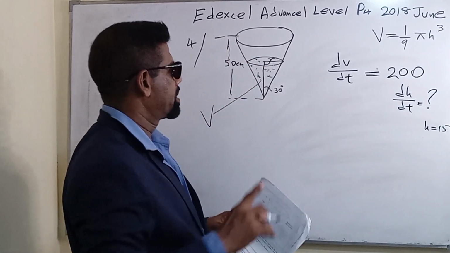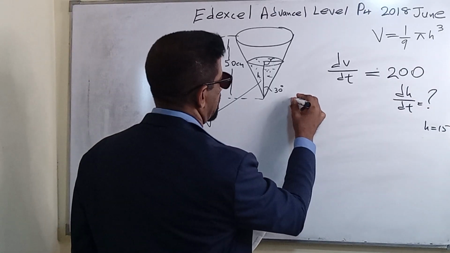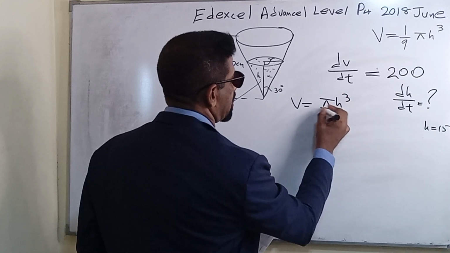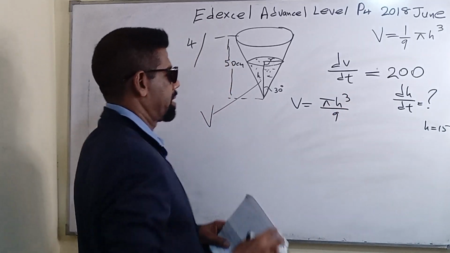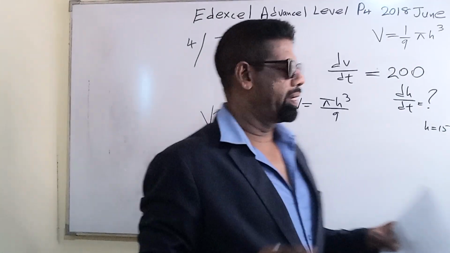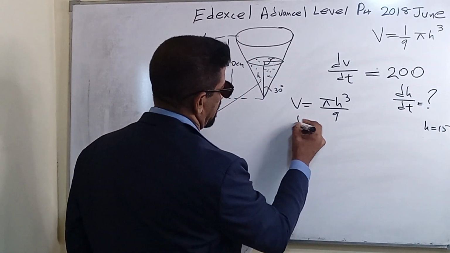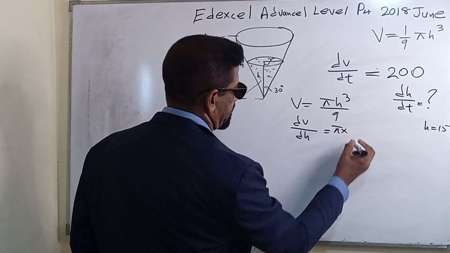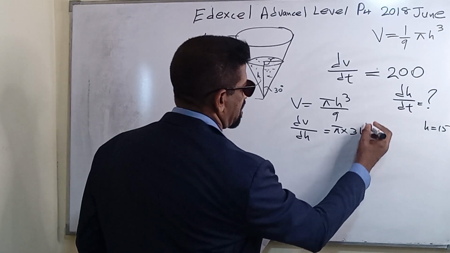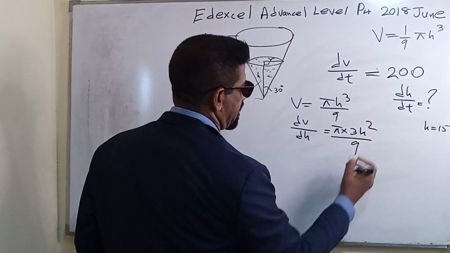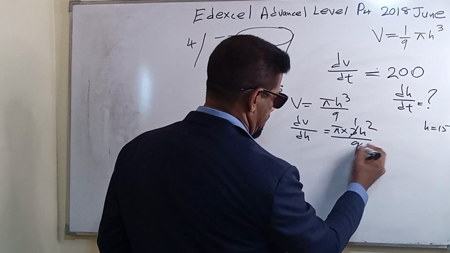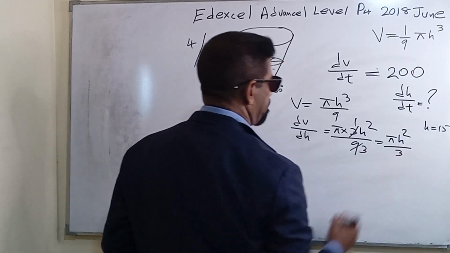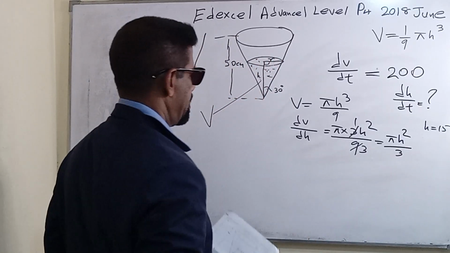Now we have to build up the equation. We know what V is: V equals pi h cubed over 9. First you can find dV by dh. Differentiate: dV by dh equals pi times 3h squared over 9. So 3 times 1, 3 times 3, so dV by dh equals pi h squared over 3.